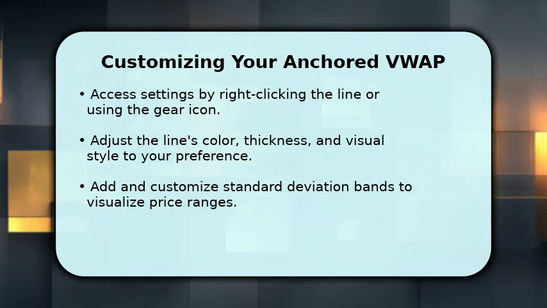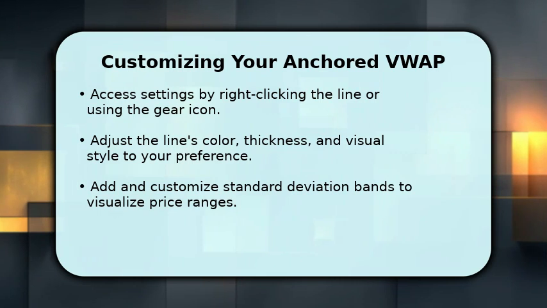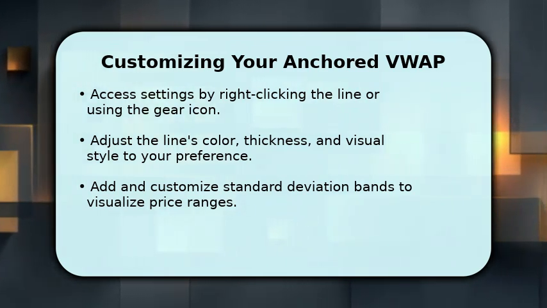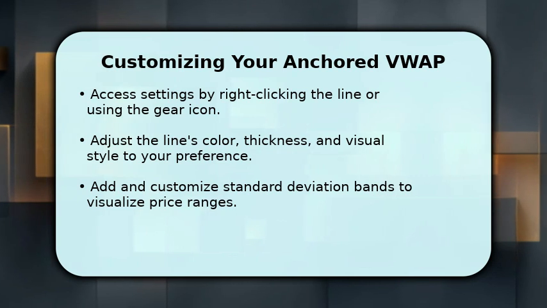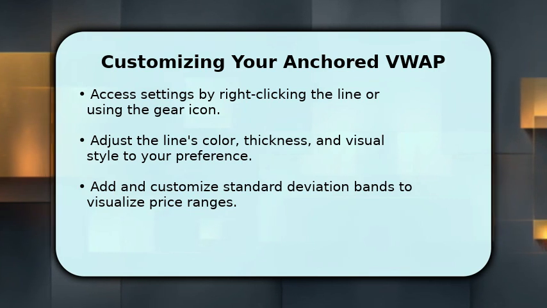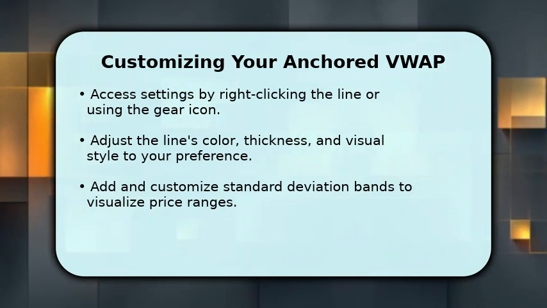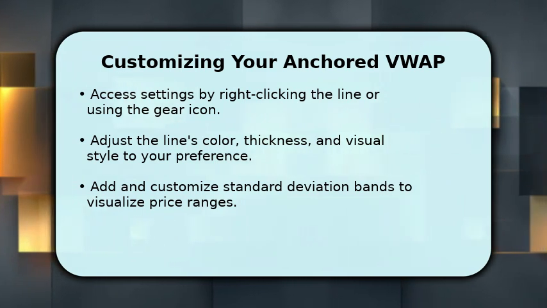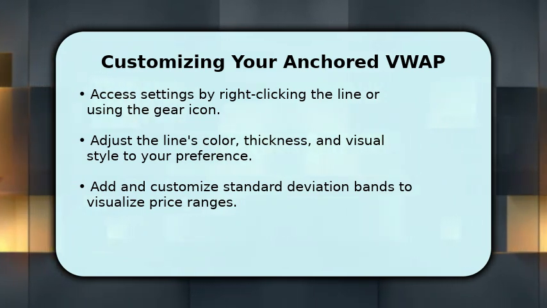Here, you can change the line's color, thickness, and style to suit your visual needs. You can also add and adjust standard deviation bands, typically 1, 2, or 3 deviations, to see price ranges. If you need to move the starting point, simply click and drag the large dot at the beginning of the line to a new location. Some advanced users also explore custom auto-anchoring indicators.